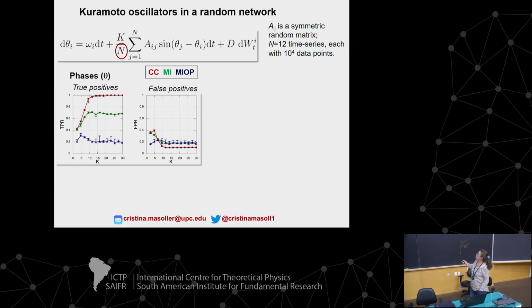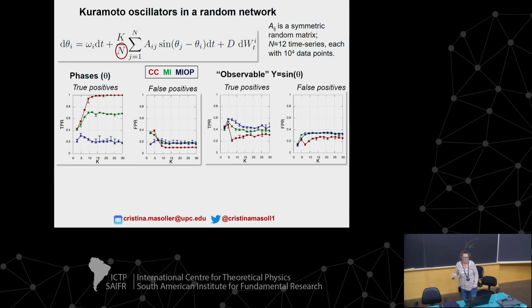And the false positives do not go to 0, but the cross-correlation is still the best way to try to find the network from data. Now, the phases are usually not a physical magnitude. It's not an observable. Usually you observe a function of the phase. So you don't measure the phase, you measure the cosine or some periodic function.